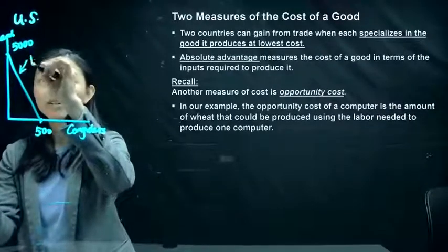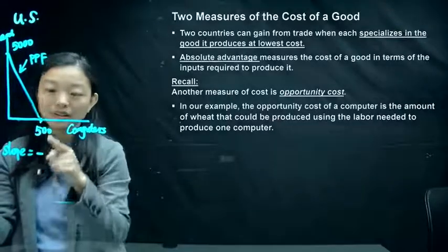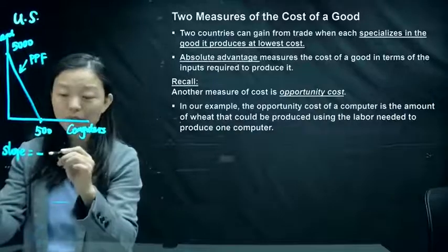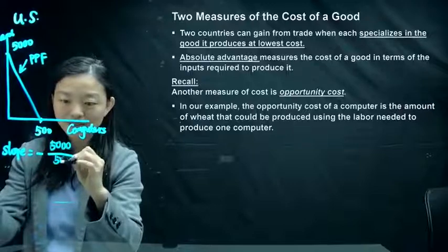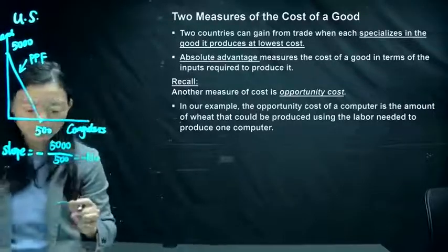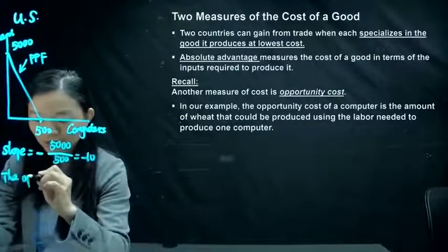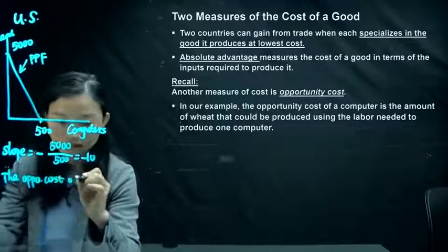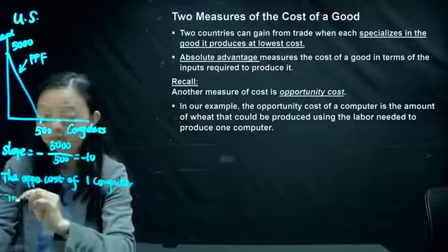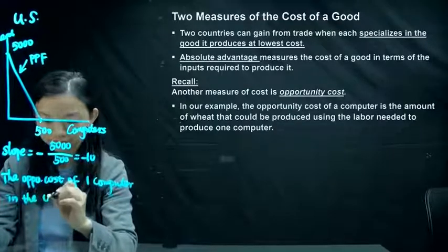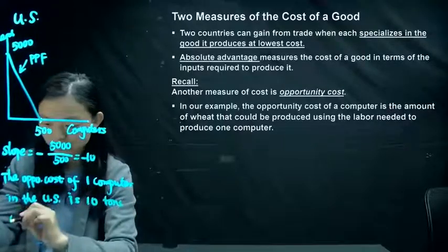And then you can also gather the slope. So the slope here, this is downward sloping, so I put a negative sign. Rise over run. So 5,000 divided by 500 equals negative 10, which means the opportunity cost of one computer in the US is 10 tons of weight.